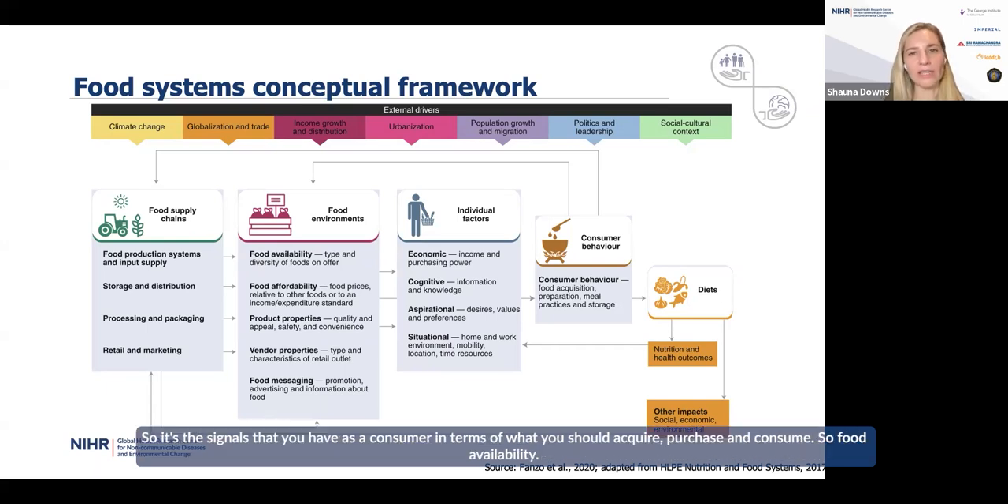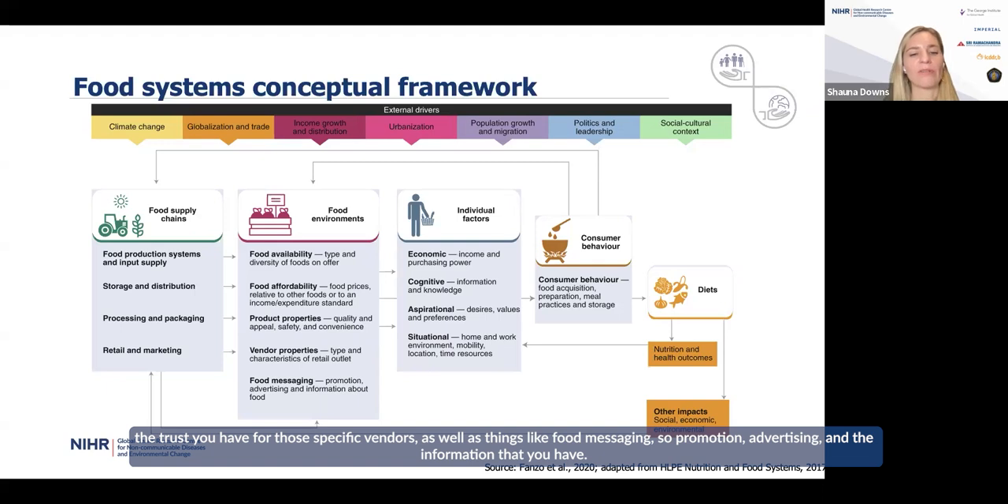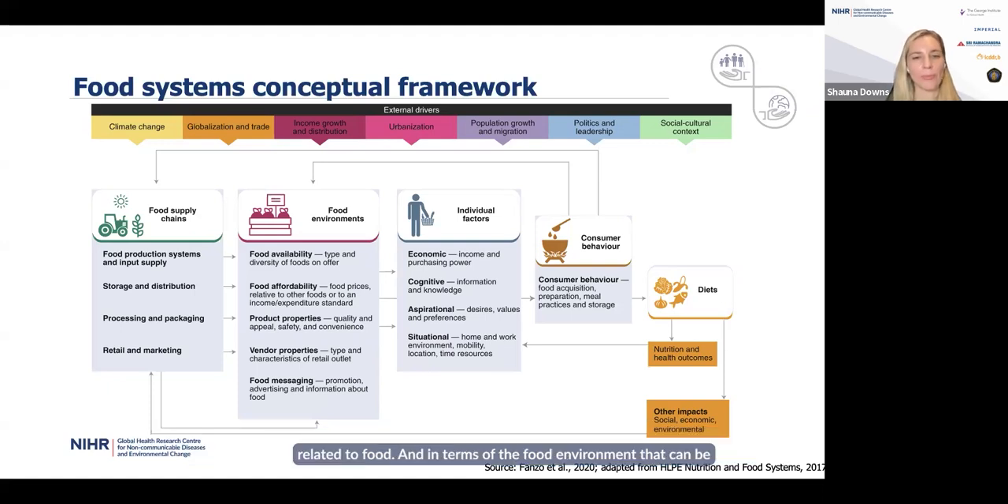So it's the signals that you have as a consumer in terms of what you should acquire, purchase, and consume. So food availability, affordability, the product properties, things like safety, as an example. Also vendor properties, so the type of vendors, maybe vendor hygiene, the trust you have for those specific vendors, as well as things like food messaging, so promotion, advertising, and the information that you have related to food.